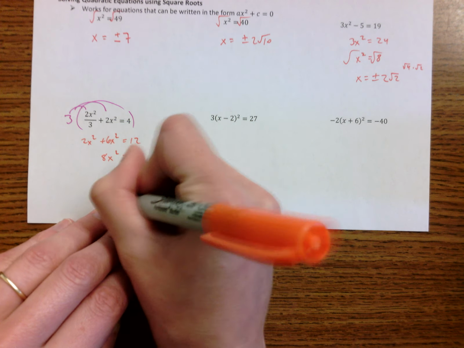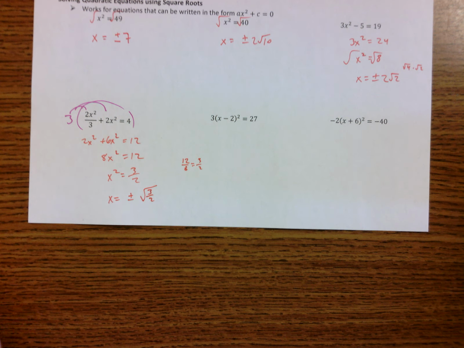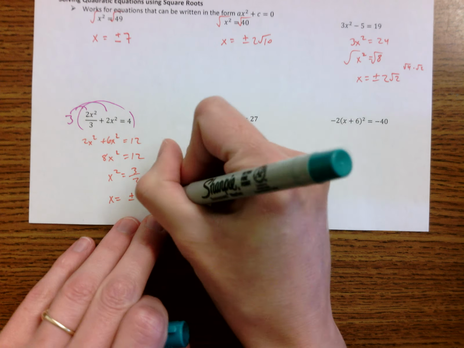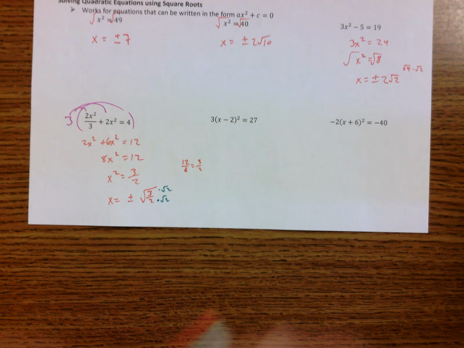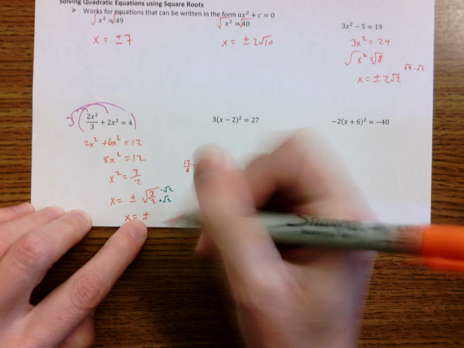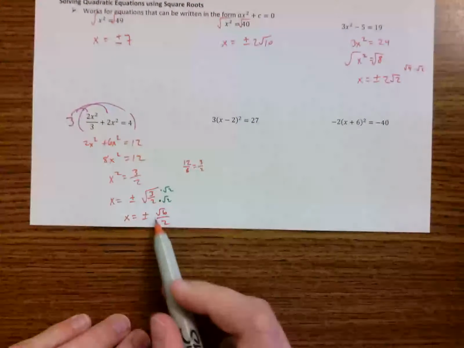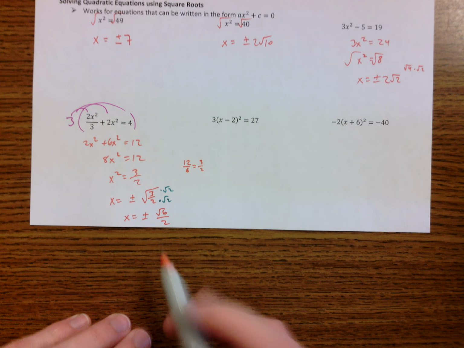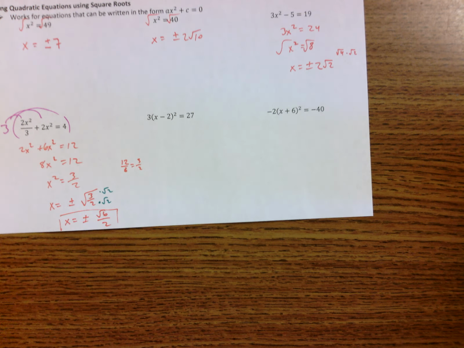Okay, when I square root that, I'm going to get x equals positive or negative square root of 3/2. And then you got to rationalize it. So I'm going to multiply top and bottom by root 2. So my final answer here is going to be positive or negative root 6 over regular 2. Be careful about whether your square root covers the whole thing or not. Okay, yes, that's how you have to write your answers. No, you can't write them as decimals.